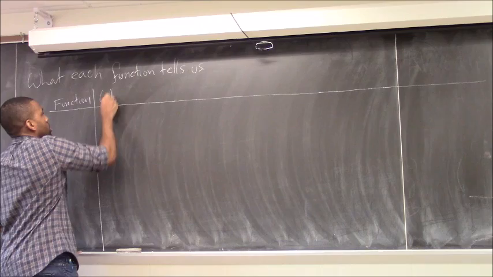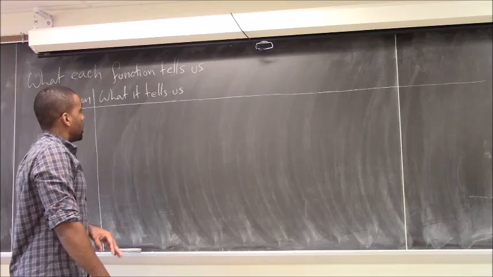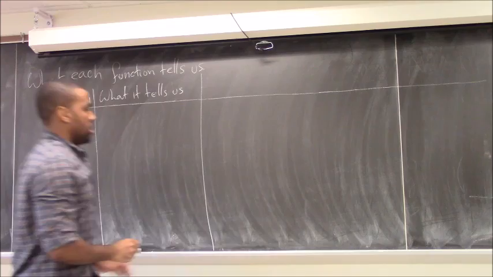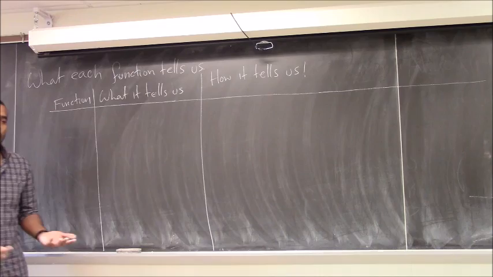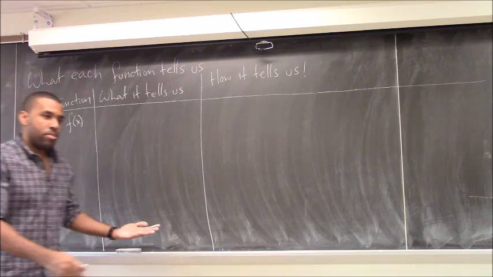So there's a function, what it tells us, and how it tells us. So not only are we going to know what kind of information we can get from certain functions, how do we extract that information from the functions? The first is some random function that you're given, f of x. We know a lot about functions so far, so we know what this guy tells us.